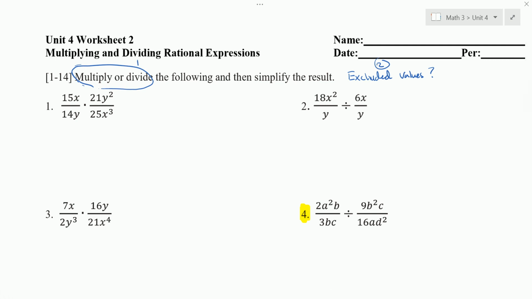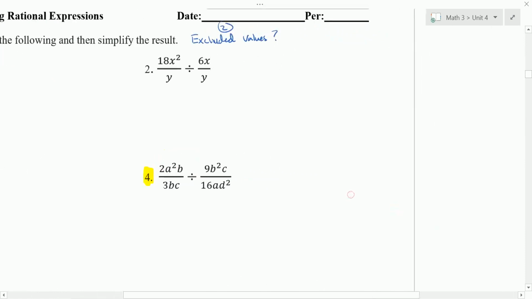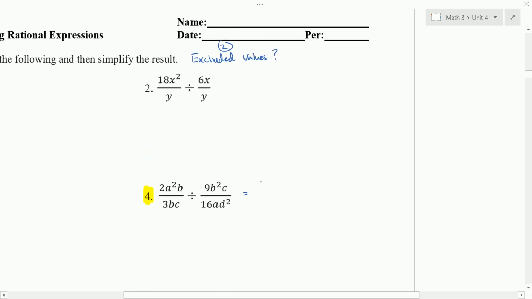Okay. So in number 4, we have a division problem, and we can rewrite this as a multiplication problem that will give us the same answer, or simplify to the same value. The first fraction stays put, so 2a squared b over 3bc times, and we're going to flip this fraction over, or multiply by the reciprocal, which is 16ad squared over 9b squared c.